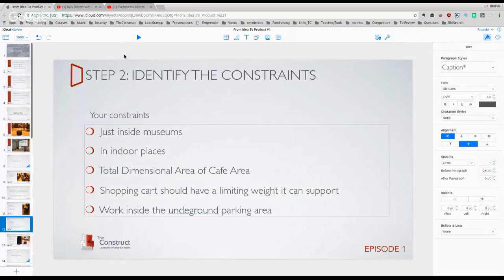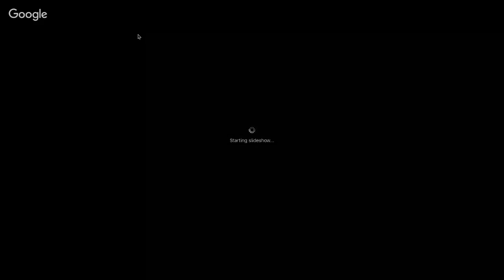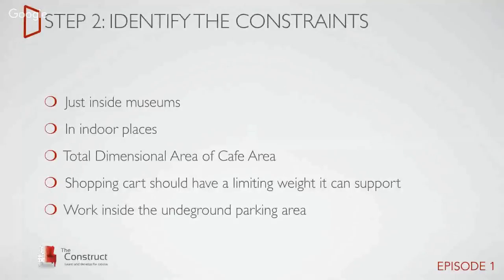So let's continue. So you have an idea how to identify the constraints. This means that the robot cannot work in all the possible conditions. This is never going to happen. So please take this out of your mind. The more you identify the constraints and the more constraints you put, the more likely you are to succeed in building your product.